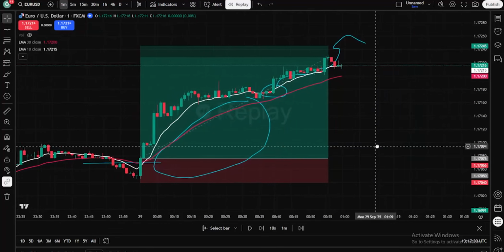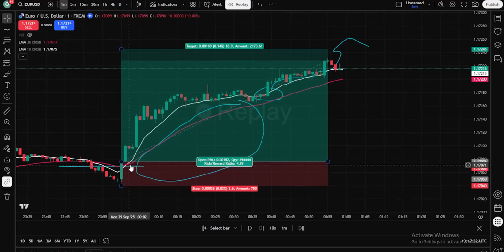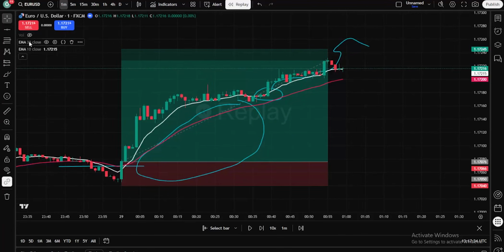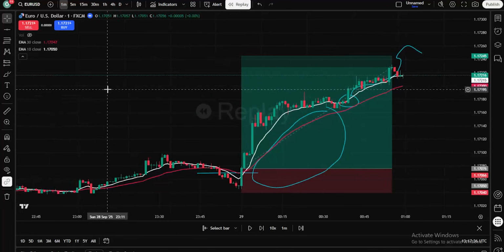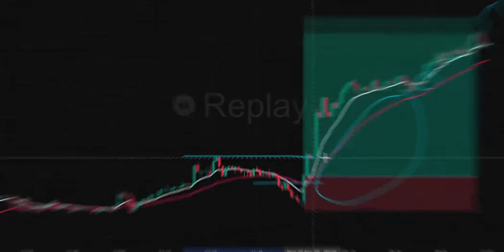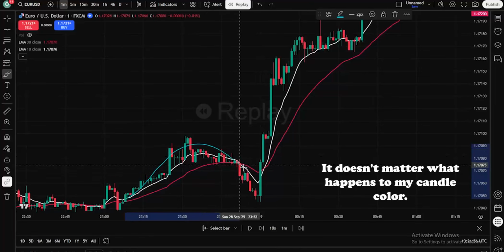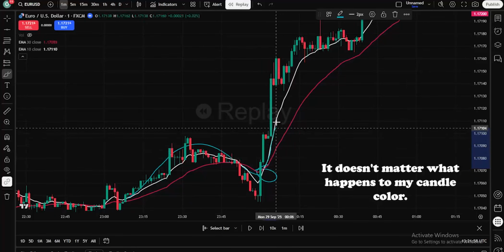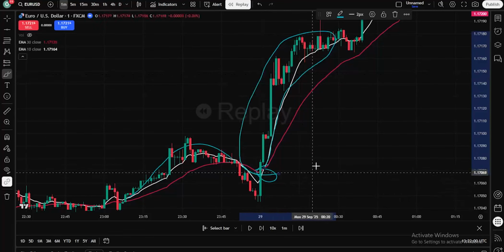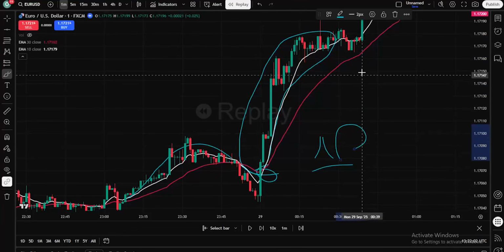After opening the chart, you need to add the EMA indicators to your chart. The first EMA is set to 10. The second EMA is set to 30. Set each one to a different color. For example, EMA 10 is red and EMA 30 is blue. This way you can easily tell which one is faster.